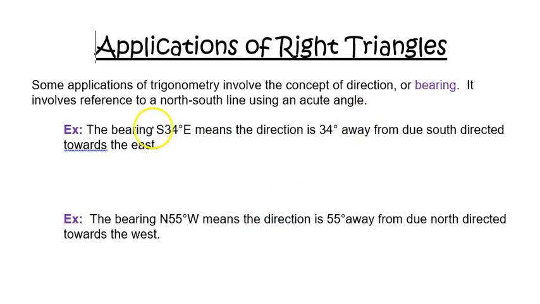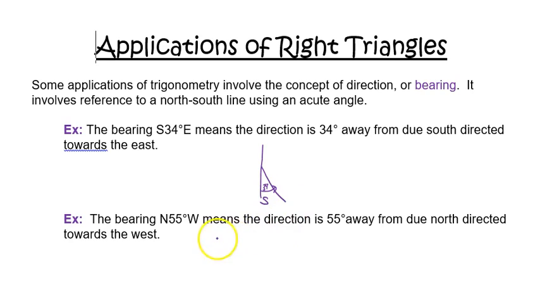For example, the bearing south 34 degrees east means if you're looking at the north-south line, and you're focusing on the south, then you go toward the east, which would be in this direction, 34 degrees. So this angle right here would be 34 degrees.